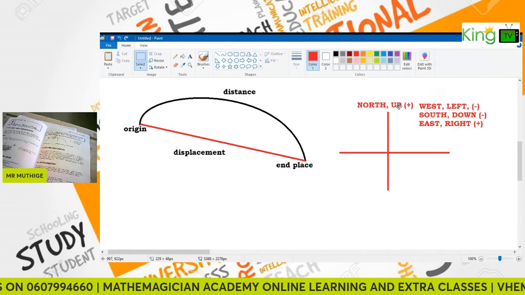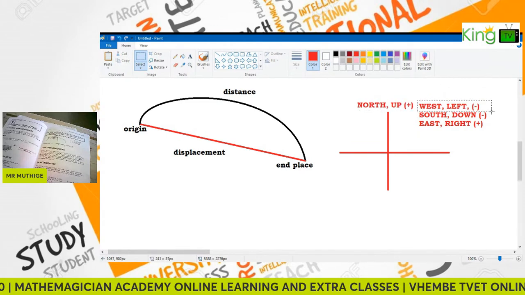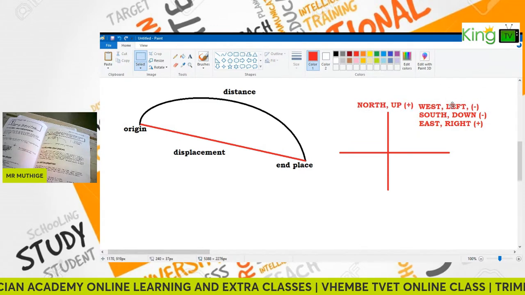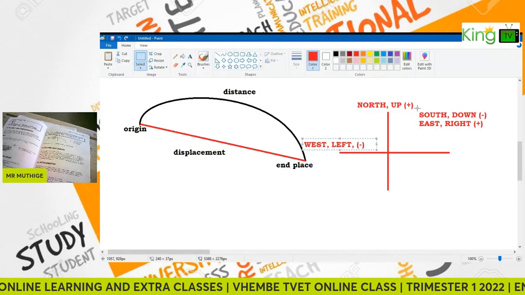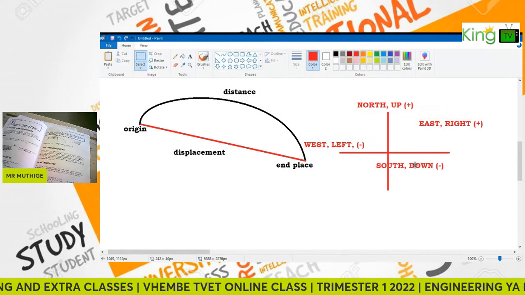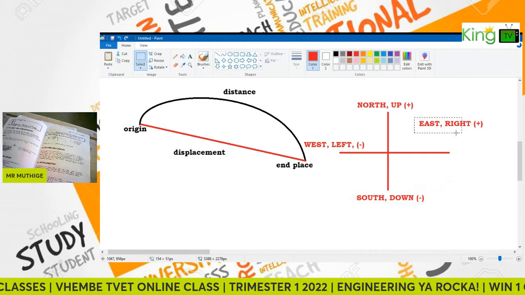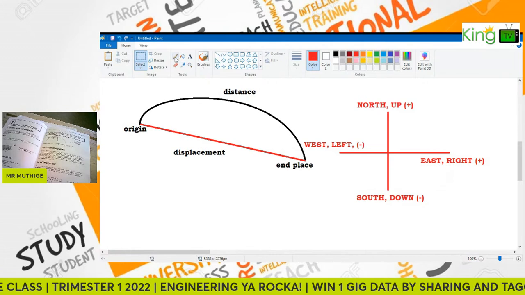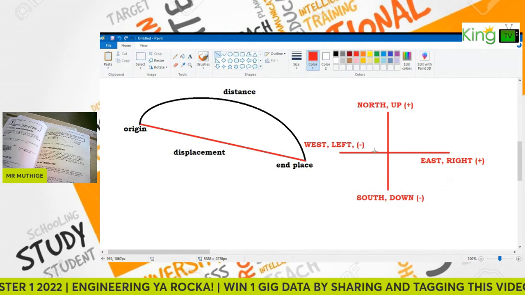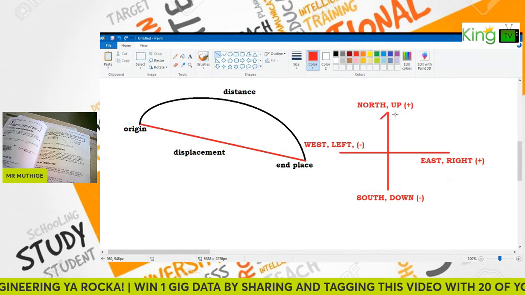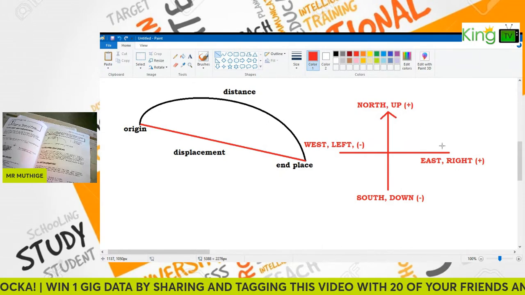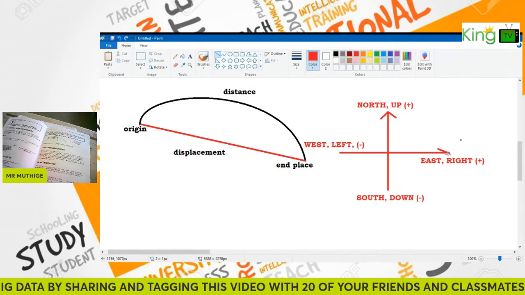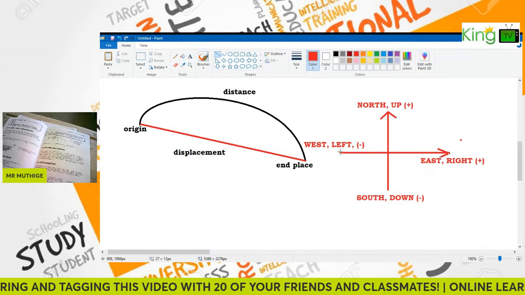So, there is the north. There is the west. And there is my south. And there is my east. Once you understand this, you know that the story is complete. Look at the arrows. There needs to be direction: magnitude and direction. There is the direction. There is another direction there.